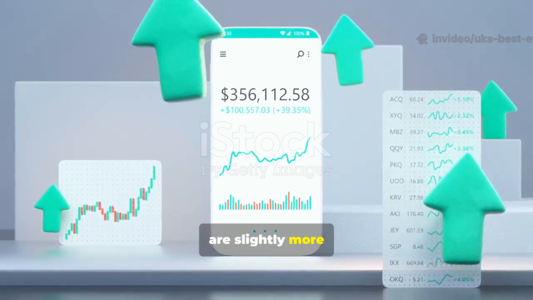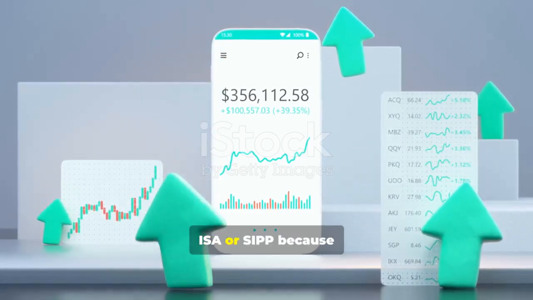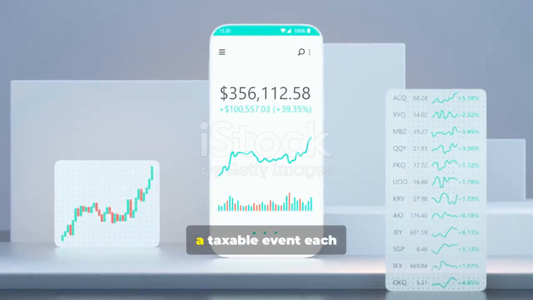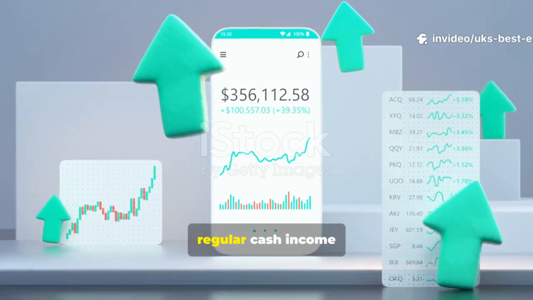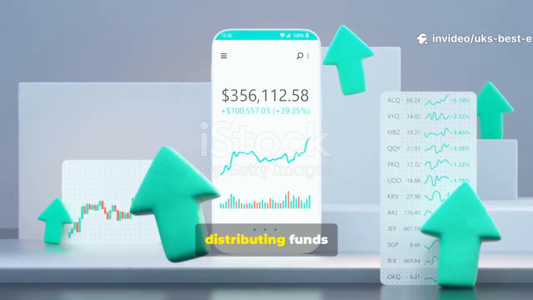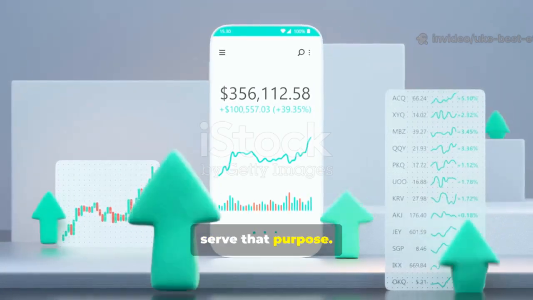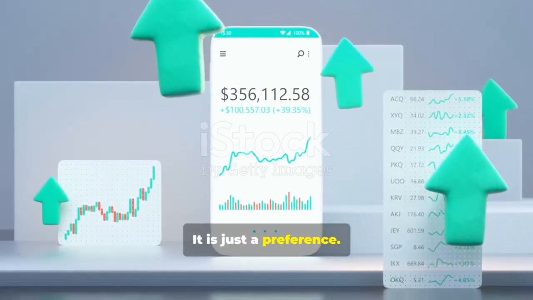Accumulating funds are slightly more tax efficient in a stocks and shares ISA or SIPP because you are not creating a taxable event each time a dividend lands in your account. But if you want regular cash income from your investments, distributing funds serve that purpose. Neither choice is wrong, it is just a preference.